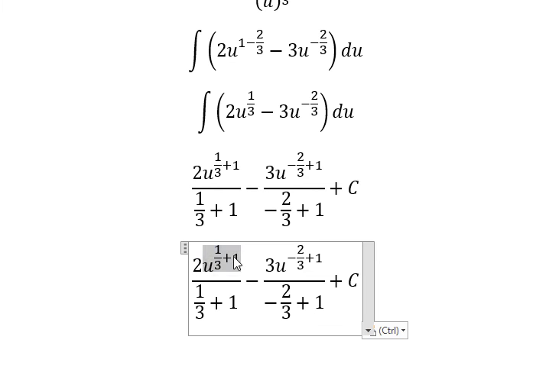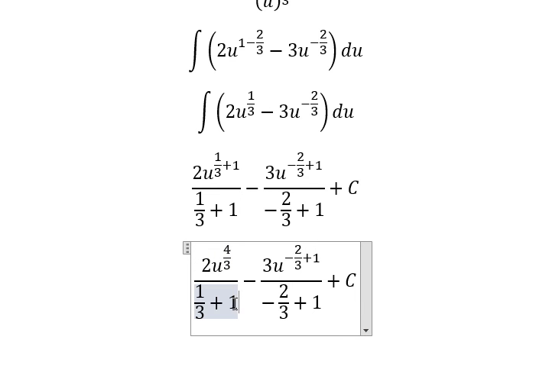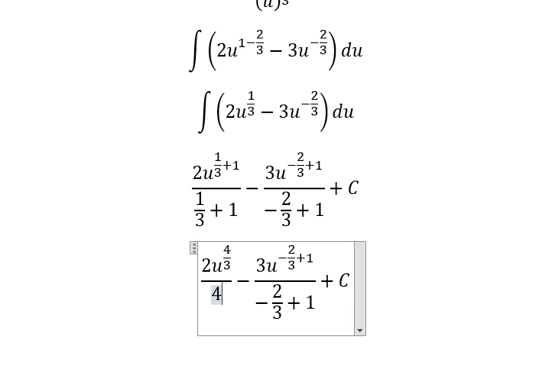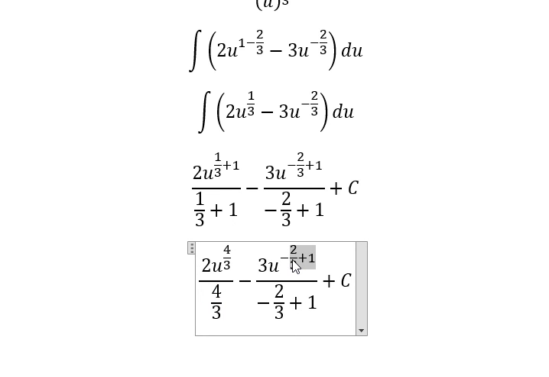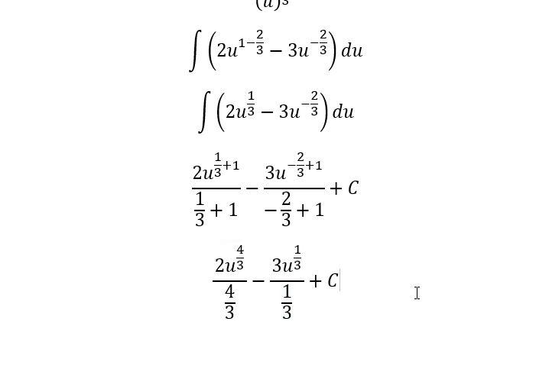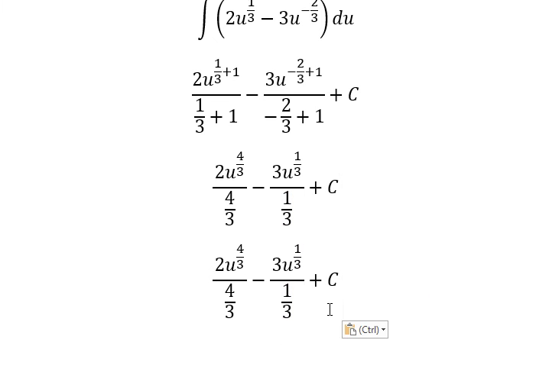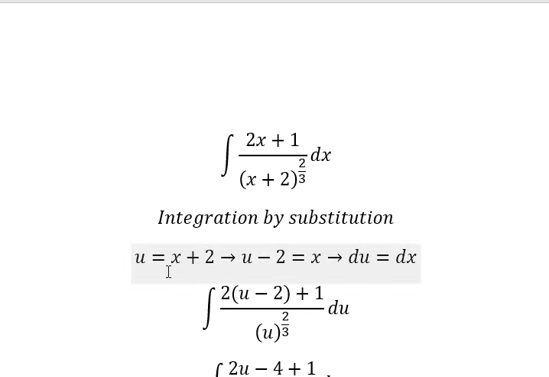This one we have 4 over 3. This one we have 1 over 3. About u, that is this one.